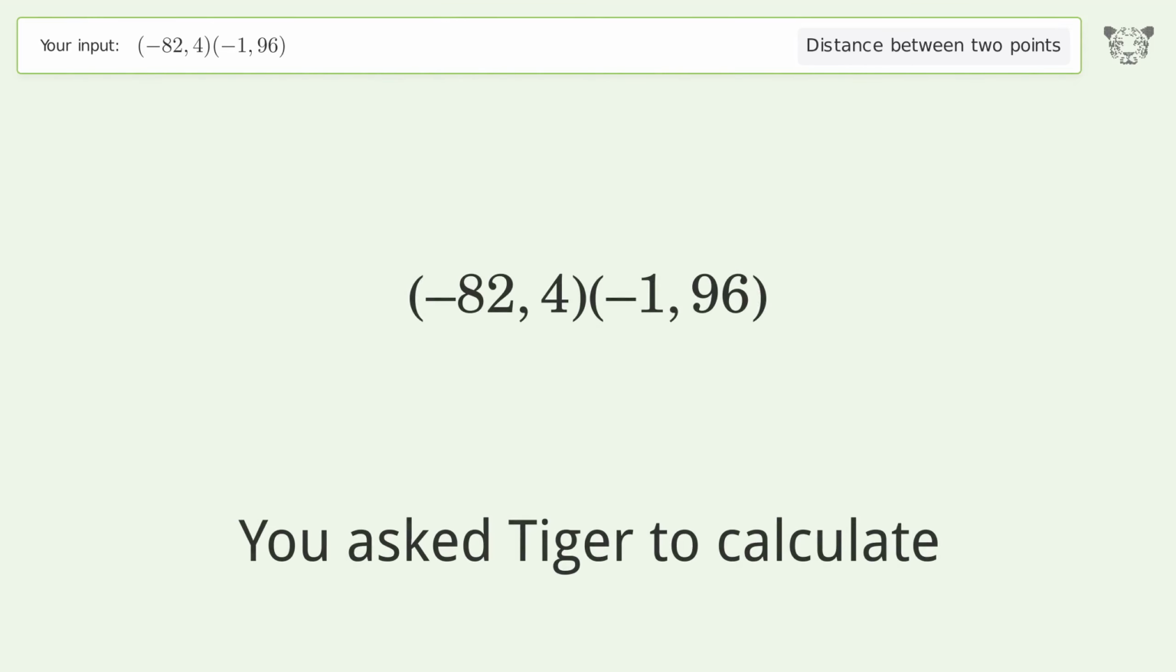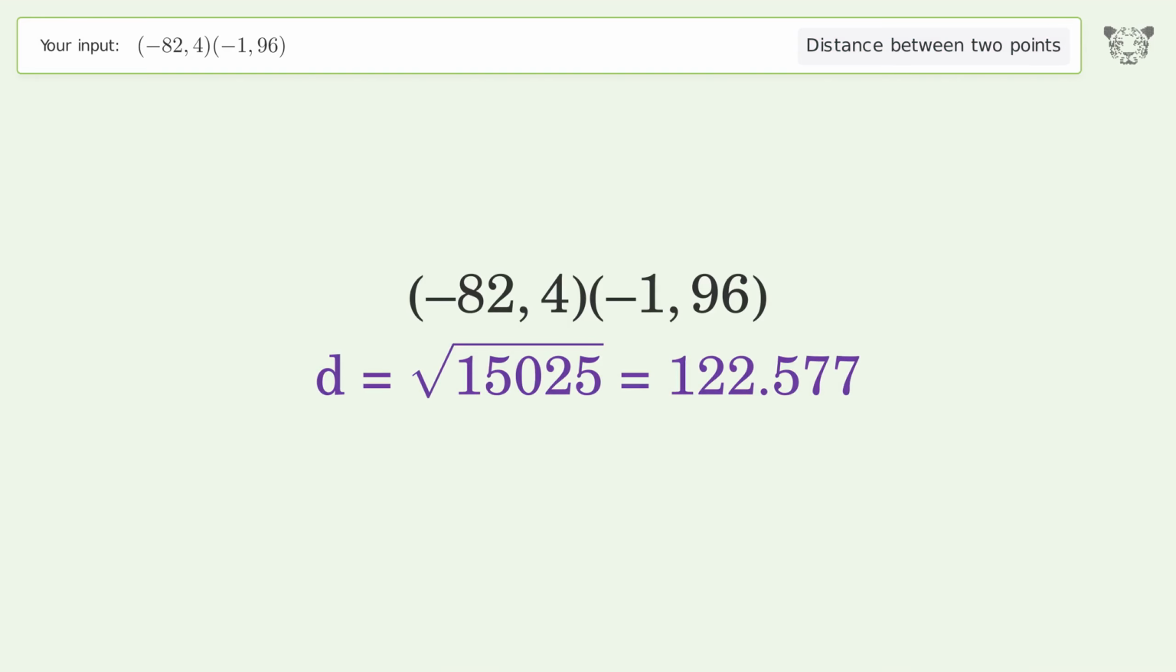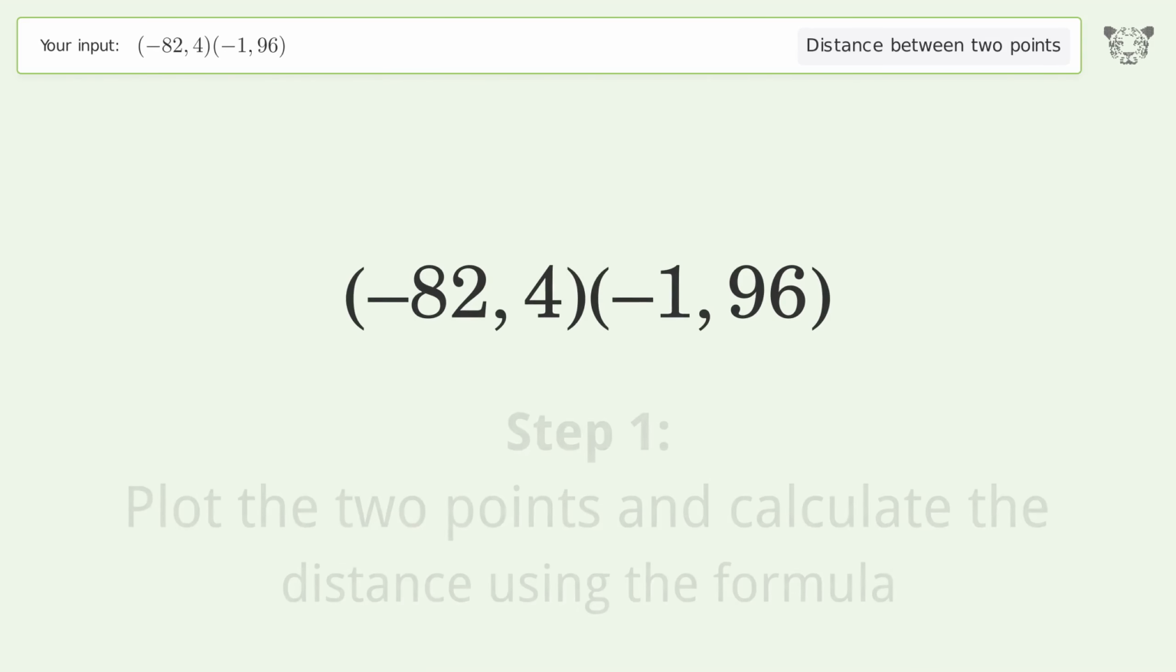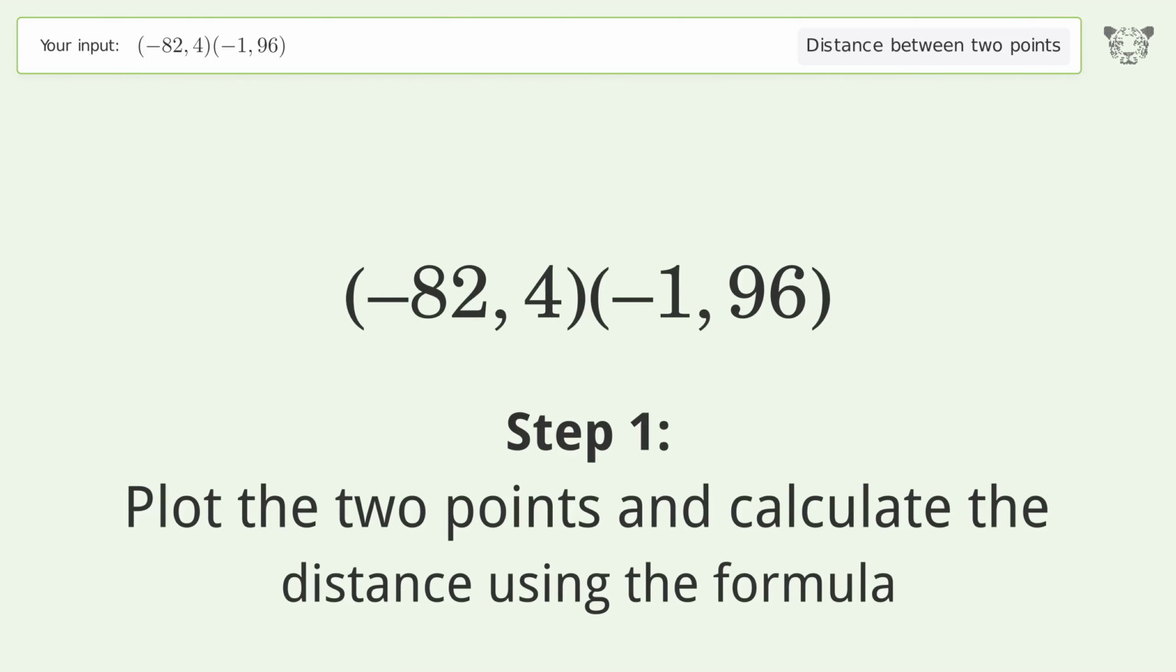You ask Tiger to calculate. This deals with the distance between 2 points. The distance between the 2 points is the square root of 15,025 or 122.577. Let's solve it step by step. Plot the 2 points and calculate the distance using the formula.